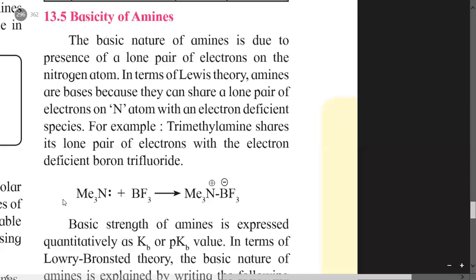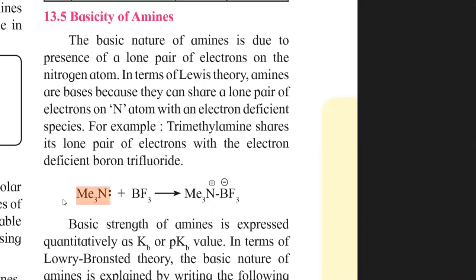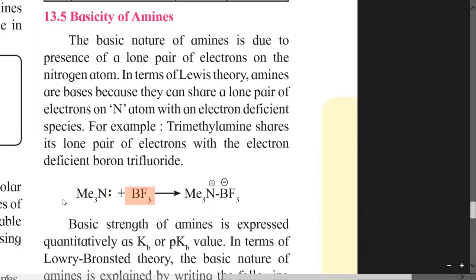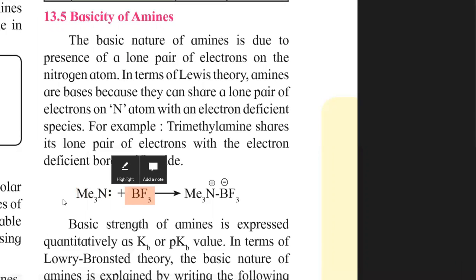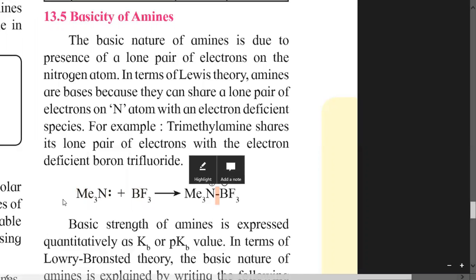equation is Me3N, which means trimethylamine, a tertiary amine. Here this nitrogen has a lone pair of electrons, and this BF3 is an example of an electrophile. So it has the capacity to attract the electron pair, and this trimethylamine has the tendency to donate an electron pair, and a bond is formed between nitrogen and boron. This nitrogen possesses a positive charge because of the 4 bonds, and boron possesses a negative charge.